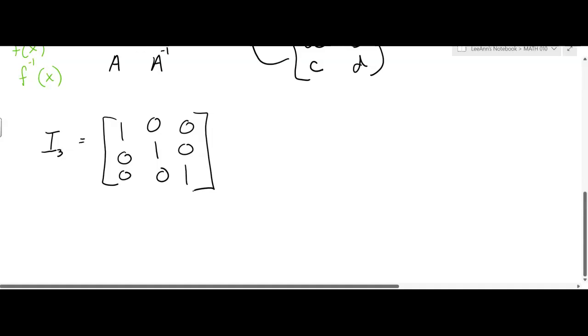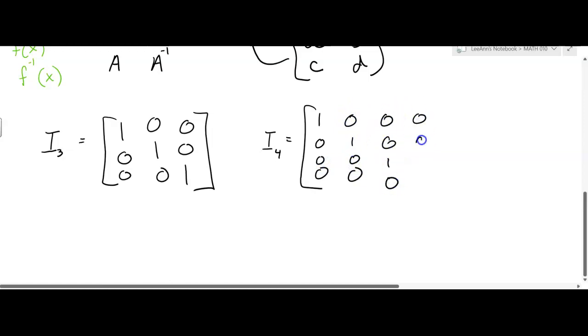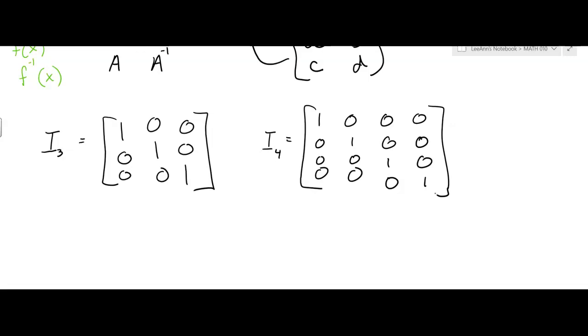And then if you wanted I4, which we're not going to have that big of a matrix, but if we did, I mean, they're out there, it'd be 1, 0, 0, 0, 0, 1, 0, 0, 0, 0, 1, 0, and 0, 0, 0, 1. Okay, so it'd be 4 by 4, and you'd have 1s on the diagonal and 0 every place else. Okay.